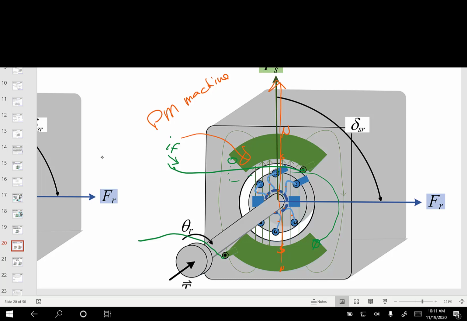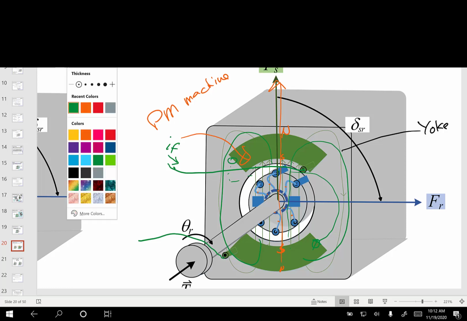Everything that is gray here is iron, and the flux lines are flowing around the back iron of the stator. Often they don't call the DC machine's stator a stator, they call it a yoke, because it's holding the field in place. And then because of the commutators, you can see the X's here.